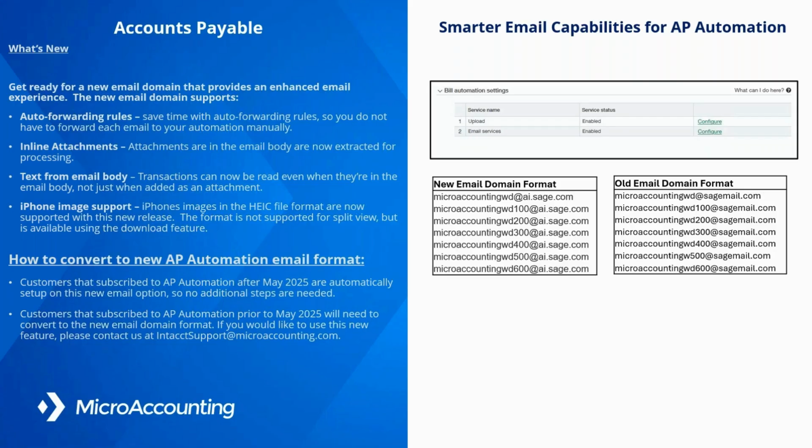See, we're using a lot of AI, and Sage is really investing a lot in AI. Just with the AP automation, we've got Copilot, we have a lot of neat things. So this is very cool. For those folks that are using AP automation prior to May 2025, reach out to us and we can help you with that.